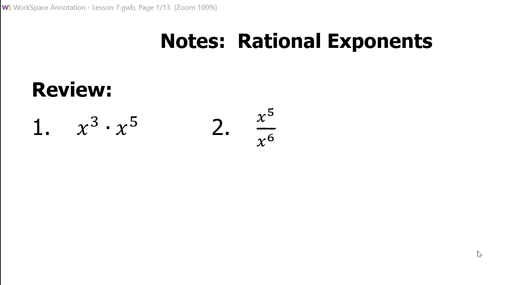Today we are doing rational exponents. You do need notebook paper, so copy down these two problems on the screen. These are two review problems. Number 1, x to the third times x to the fifth. Number 2, x to the fifth divided by x to the sixth.